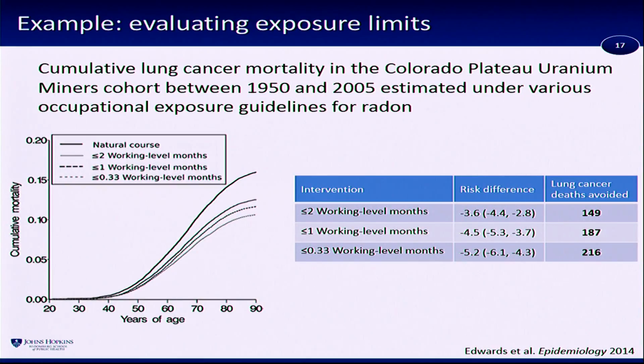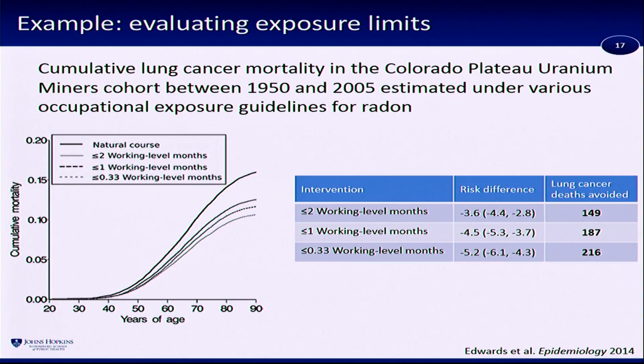And here's an example of a study where I worked on evaluating potential exposure limits. This is a study of the Colorado Plateau uranium miners cohort. We had longitudinal, monthly exposure data from 1950 to 2005, and we estimated radon-associated lung cancer mortality in the cohort. This black line is the lung cancer mortality that was observed, and we compared it to what would have happened if we could have capped everyone's exposure at different occupational exposure guidelines.